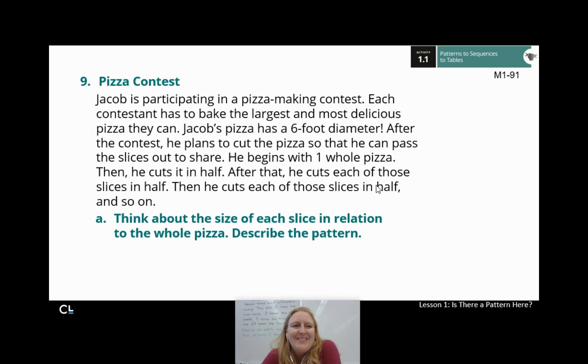So page 91, let's talk about a pizza contest. This one's a little trickier, but again, you're going to describe the pattern. You're going to write the next terms in the sequence. Then you're going to write all of them out as a numeric sequence. You're going to go ahead and put it all into a table. Go ahead and hit pause to work this out, and then hit play when you're ready to check your work.